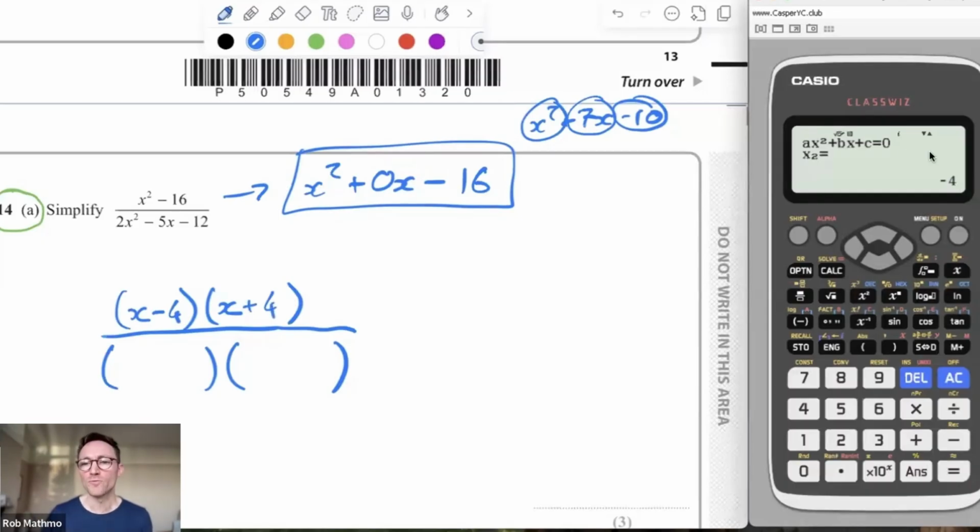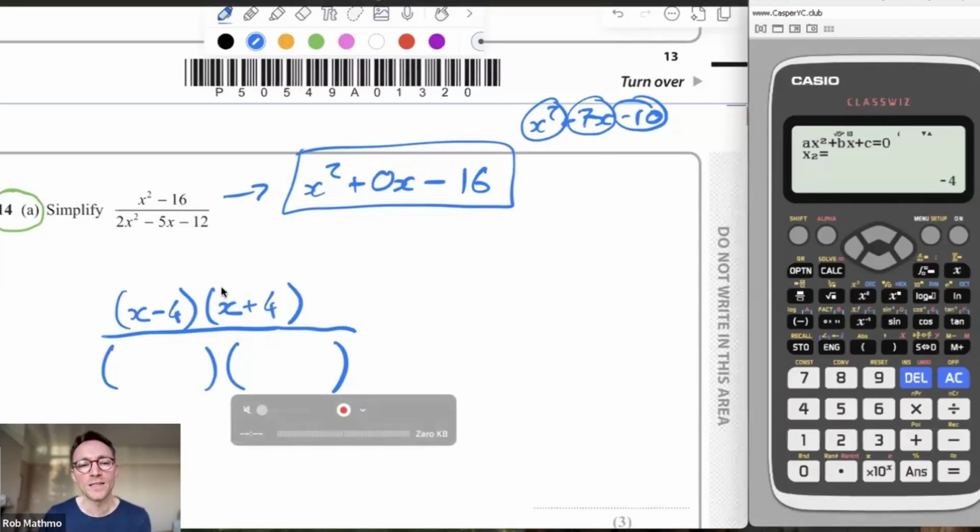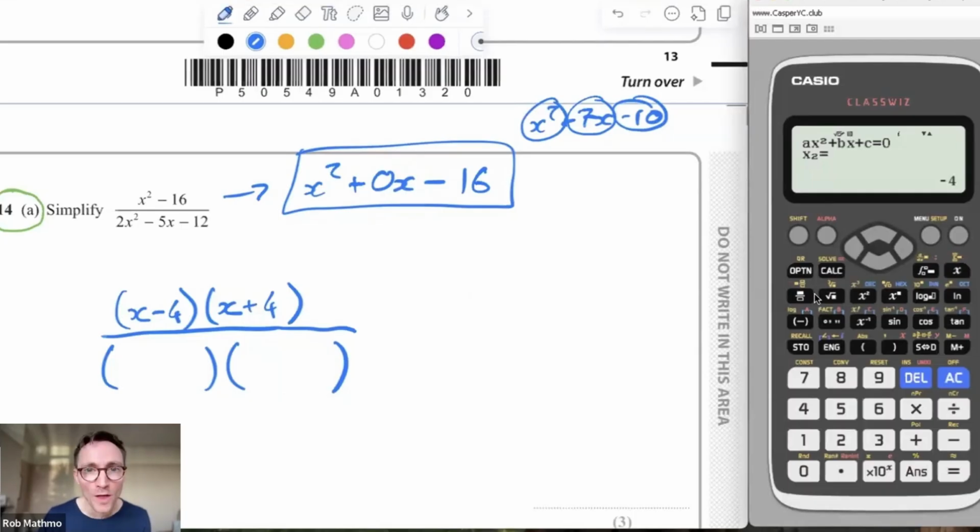I will tell you very quickly the reason why. This minus 4 is the number that makes this bracket 0. If x was minus 4, it's minus 4 plus 4. That's the reason that you flip the sign and stick it there. But you don't need to know that to get the marks. You just need to do it.